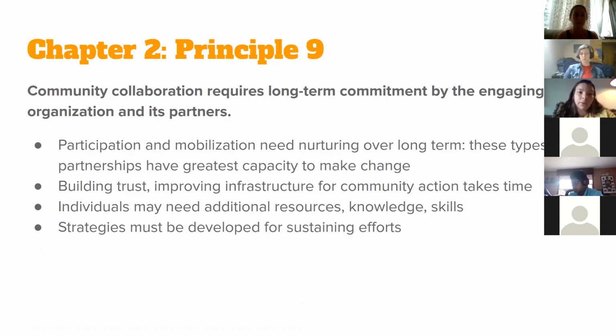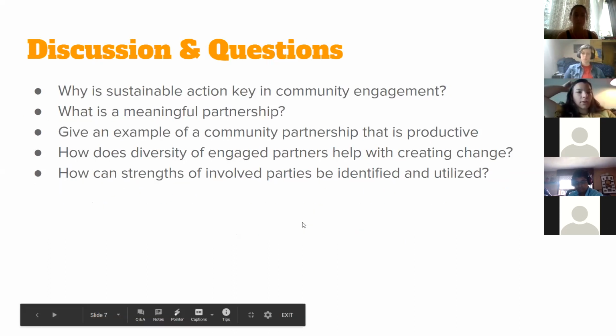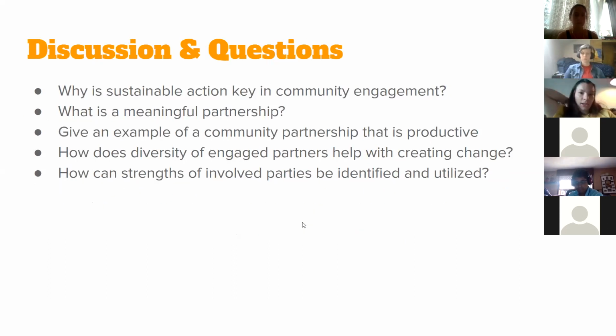And then finally, principle 9 is that community collaboration requires long-term commitment by engaging organizations and its partners. So time is really key in this, that you have to have time to build trust and improve infrastructure and community action. And then I do have a few questions for you guys. So why is sustainable action key in community engagement? And what is a meaningful partnership?